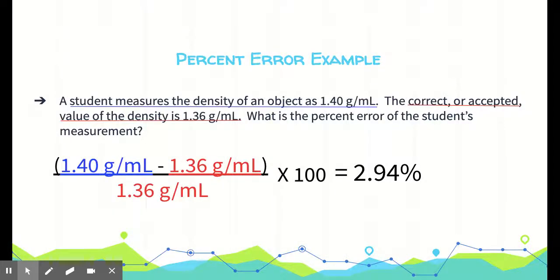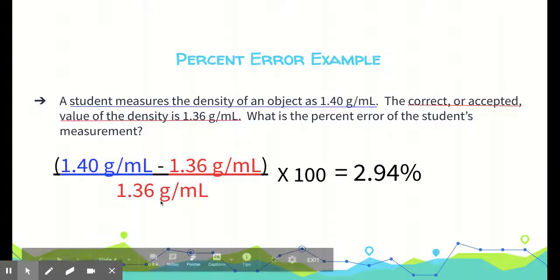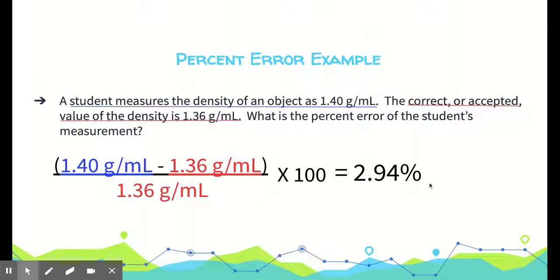So an example of that would be something like this, a very simple question. If a student measures the density of an object as 1.40 grams per milliliter, the correct or accepted value is 1.36. So what is the percent error of the student's measurement? So we just drop these in here. 1.40 is the measured value. The accepted value is 1.36. So we plop that in here and down here, multiply it by 100, and we get 2.94%. So since this is a positive value, we know that this is saying that the measured value was almost 3% higher than the known value.